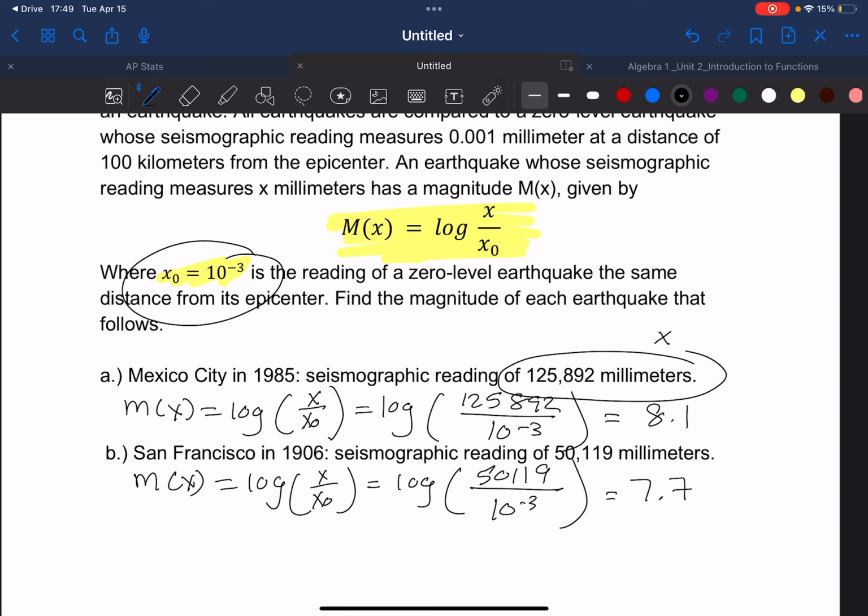So if we're looking at both of these earthquakes, remember that on the Richter scale, the larger the number, the more destructive the earthquake. So if we're comparing the two earthquakes in 1985 and 1906, the Mexico City one had the most destruction since it was an 8.1 on the Richter scale.